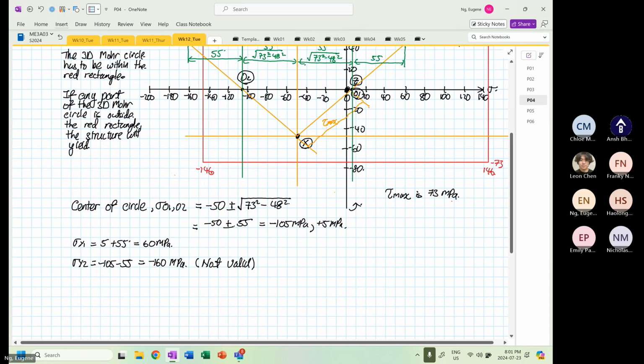Okay, so why is it not valid? We're going to use a 3D Mohr circle to prove that stress Y2, which is equal to minus 160 megapascal, is not valid.